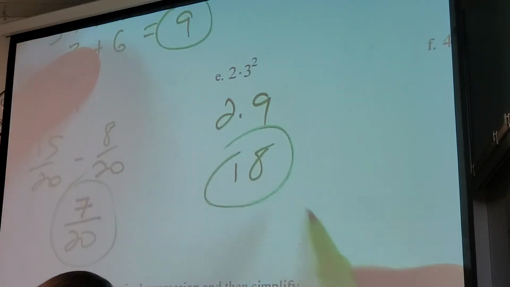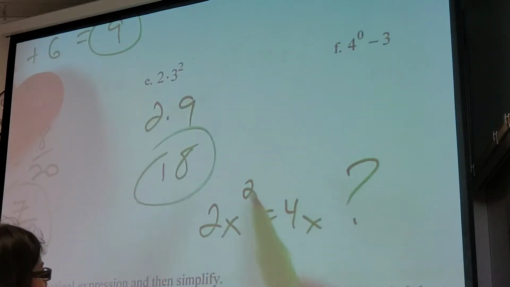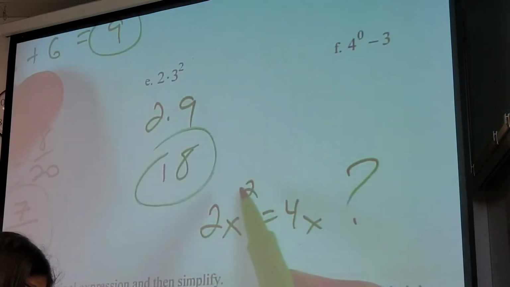This kind of creeps in when I have 2x squared and somebody tells me that's 4x squared or something. What's being squared here is x. It can't suddenly just drift over.